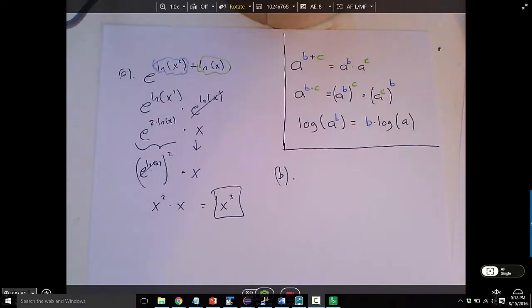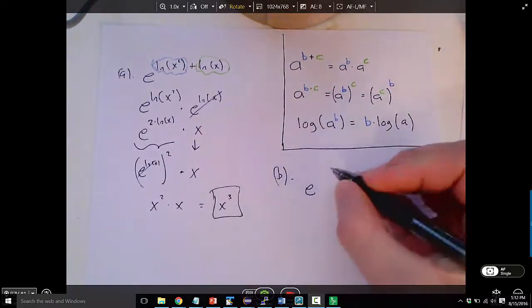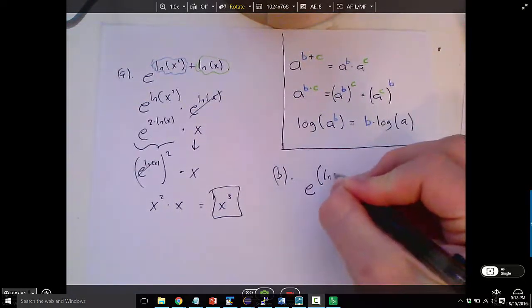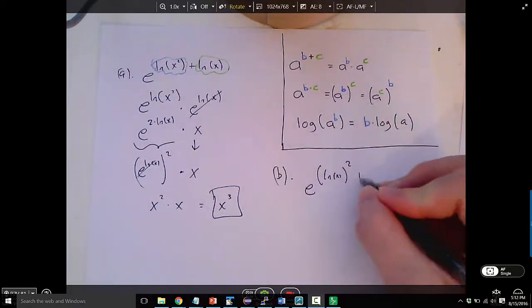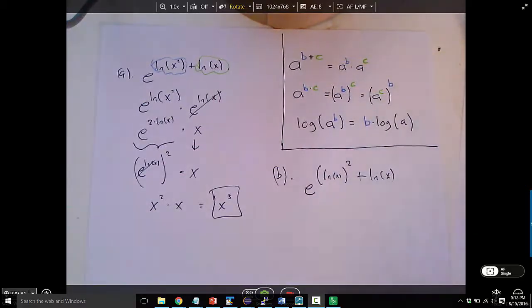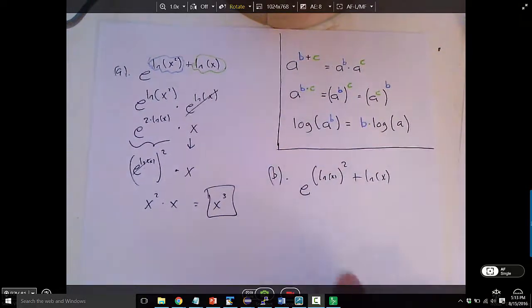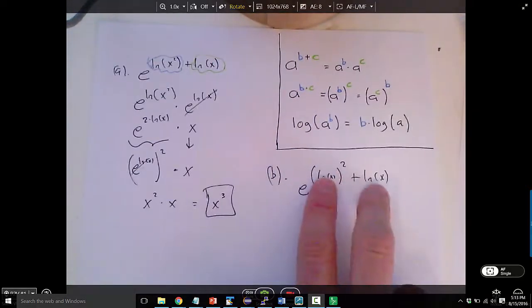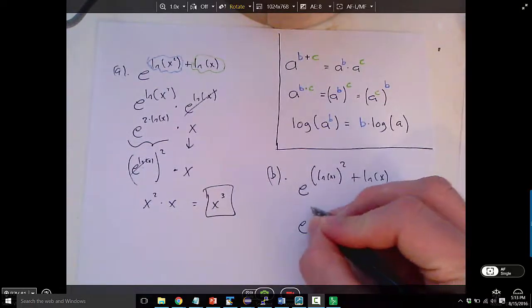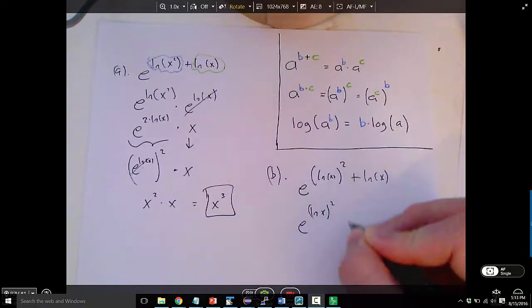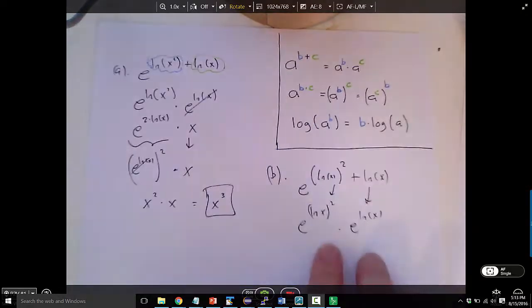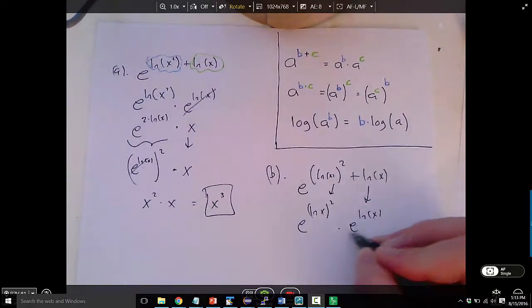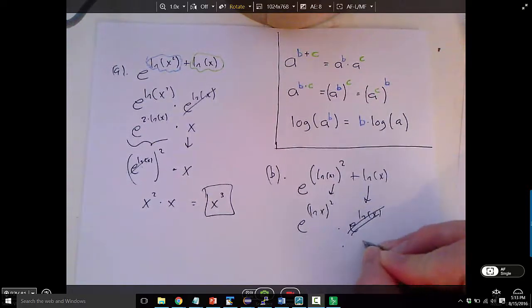So here I've got e to the quantity natural log x, and that's all squared, and then plus natural log x. Okay, cool. I'm going to start out the exact same way. I'm going to break this into two parts. So this will be e to the natural log x squared times e to the natural log x. Each part went to its own thing. This cancels, and so now that's x.